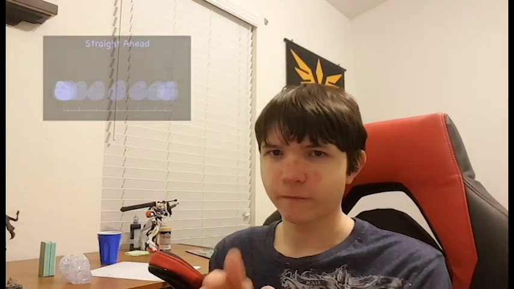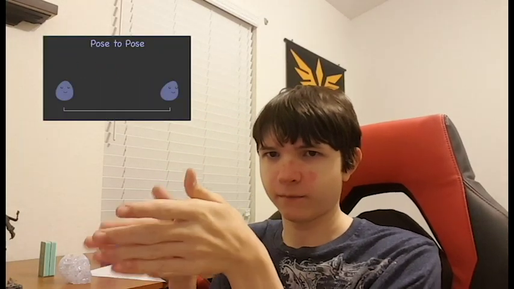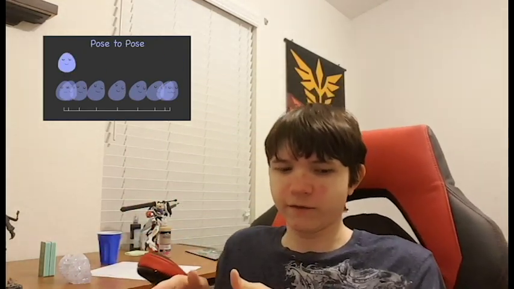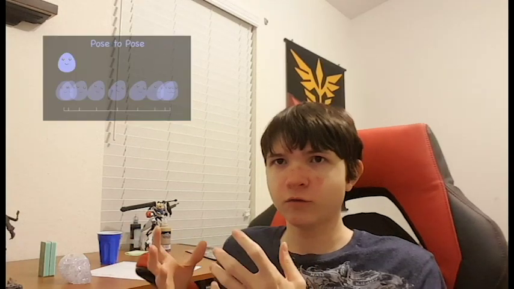So the fourth principle is straight ahead action and pose to pose. Straight ahead involves drawing out frame by frame by frame. This is usually the one you go to when you want a more realistic movement.